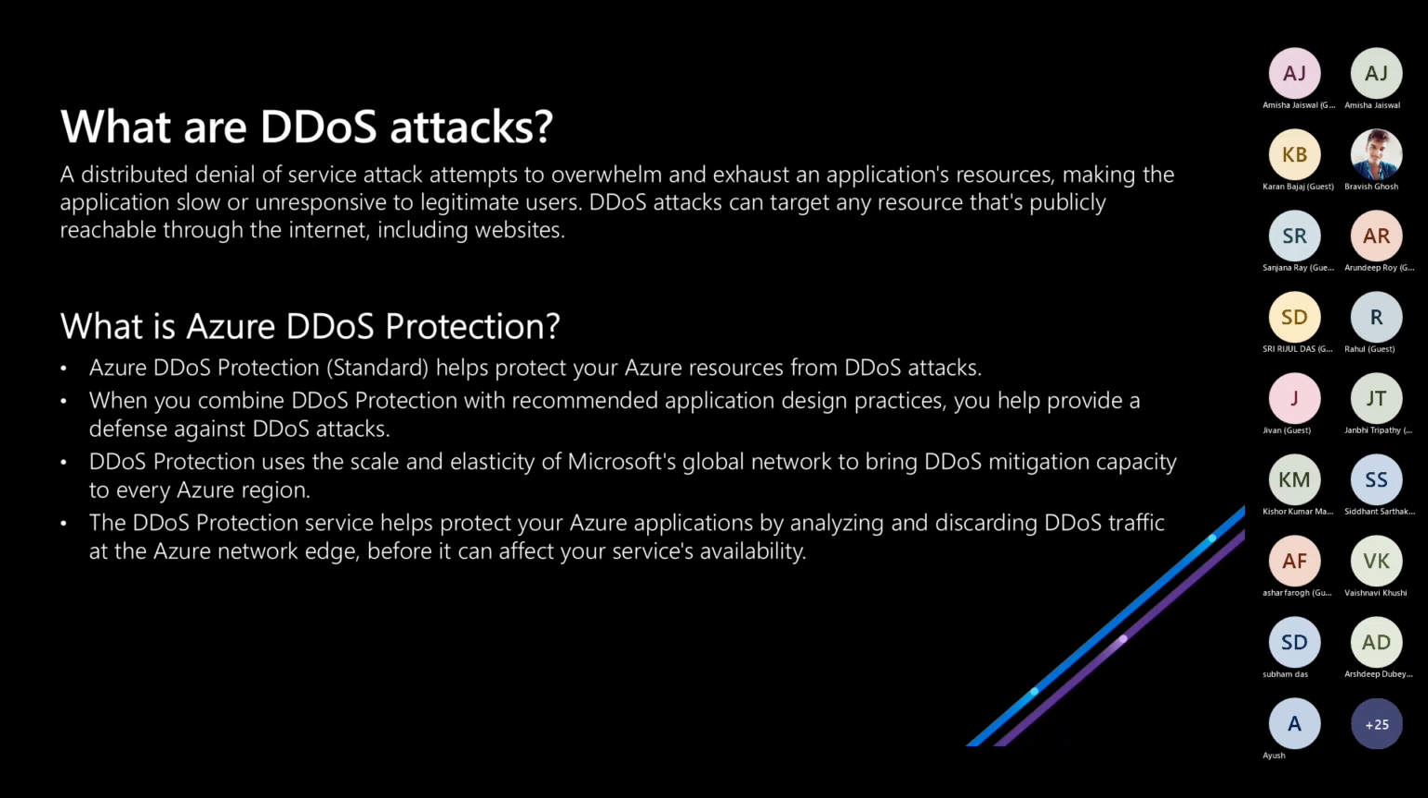What is Azure DDoS protection? Azure DDoS protection helps protect your Azure resources from DDoS attacks. When you combine DDoS protection with recommended application design practices, you help provide a defense against DDoS attacks. DDoS protection uses the scale and elasticity of Microsoft's global network to bring DDoS mitigation capacity to every Azure region. The DDoS protection service helps protect your Azure applications by analyzing and discarding DDoS traffic at the Azure network edge before it can affect your service availability.